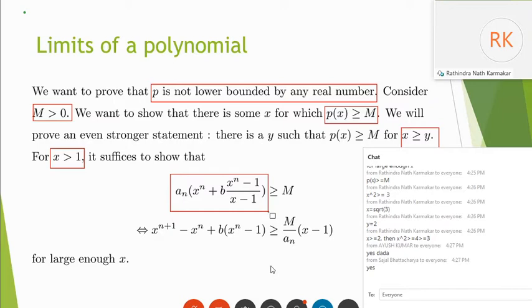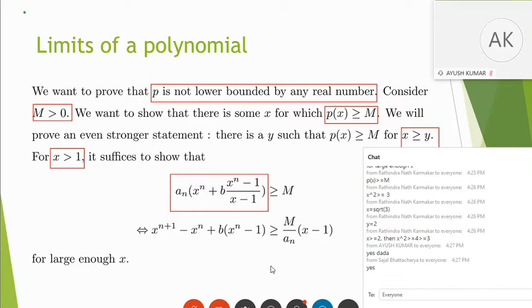So if I am trying to show that p of x is greater than or equal to m for sufficiently large x, does it not suffice to prove that this quantity, a_n times x^n plus b times x^(n-1) by x minus 1, is greater than or equal to m? So, do you all think that this statement is sufficient? If we prove this inequality, then the original inequality holds? Yes, Dada.